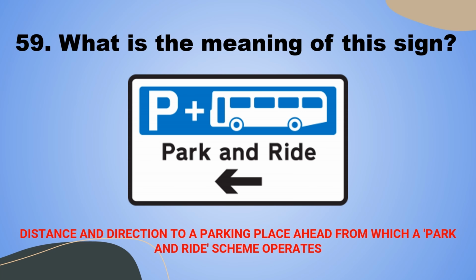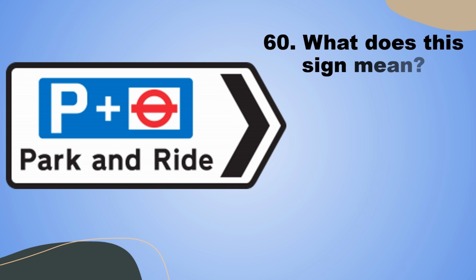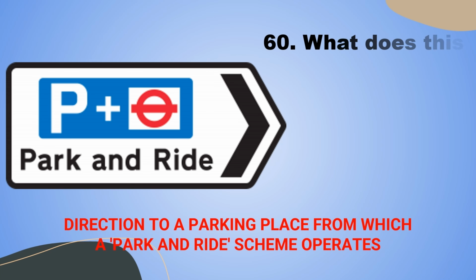Just bear in mind they are similar, but they are not the same and they don't have the same meaning. What does this sign mean? Like I said, similar but not the same. This sign in particular means direction to a parking place from which a park and ride scheme operates. Like in the previous sign, it's another park and ride sign, but they're different symbols. So you have P for parking plus railway station, or a train. So basically you park your car in the P parking and then you hop on the train.